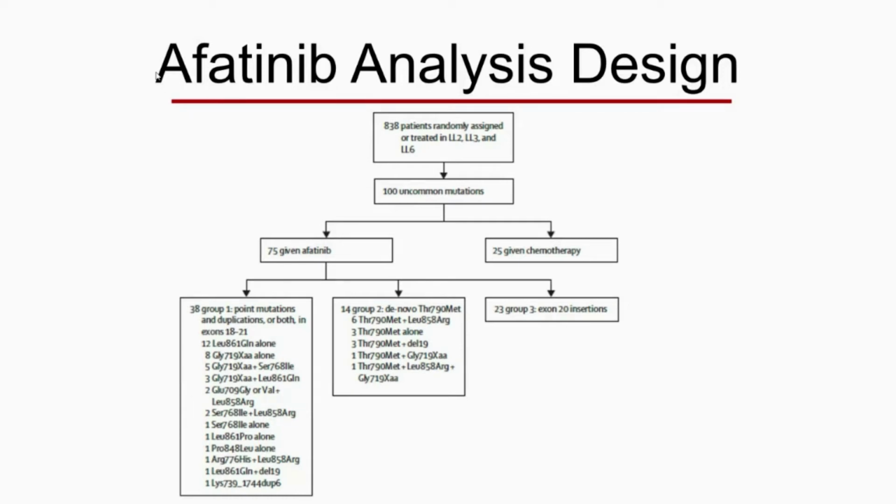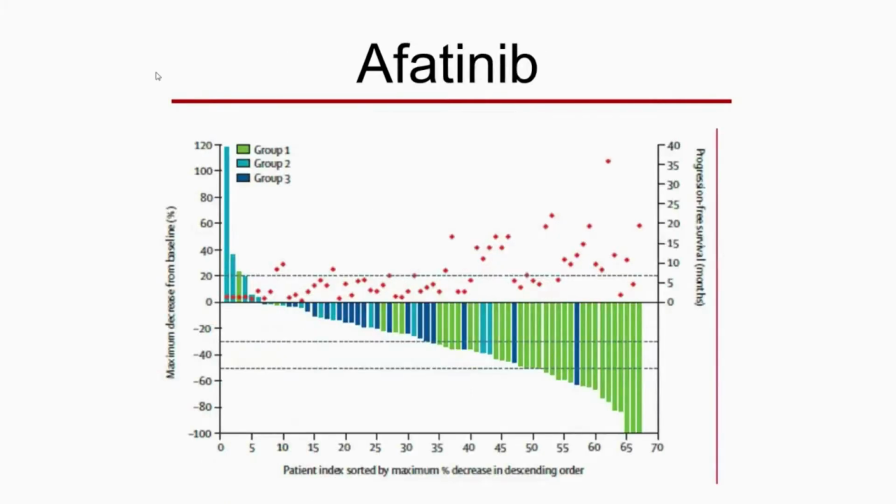Essentially, if you go to the next slide, this is one of those waterfall plots again. We want to be focusing on the green bars. That's group 1, which are those atypical mutations. And we can see with afatinib, the second generation drug, that a majority of those bars are going down, indicative of tumor shrinkage. And so it's really this data that formed the basis for the FDA approval of afatinib.